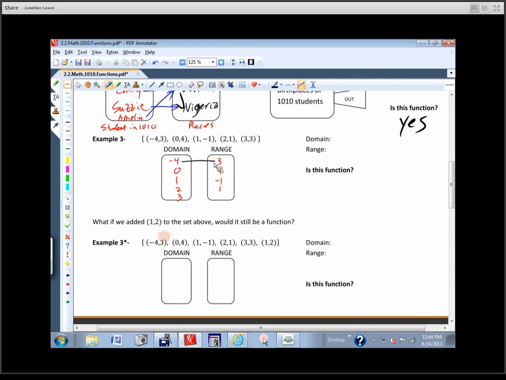-4 corresponds to 3. 0 corresponds to 4. 1 corresponds to -1. 2 corresponds to 1. And where do I draw the line here? 3 corresponds to what? Back up to right here. Now, is this still a function? It is, because each member of the domain corresponds to only one thing in the range.